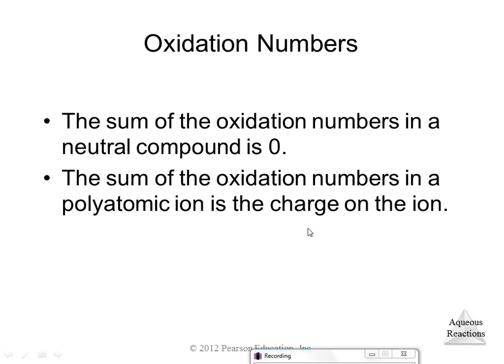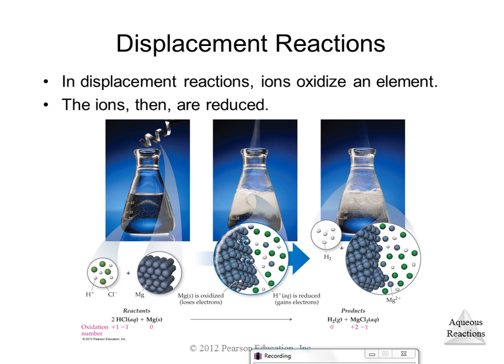The sum of the oxidation numbers in a neutral compound is 0 if it's neutral. If it's charged, the sum of the oxidation numbers of the polyatomic ions has to equal the charge of the ion. We're going to look at some examples of this.